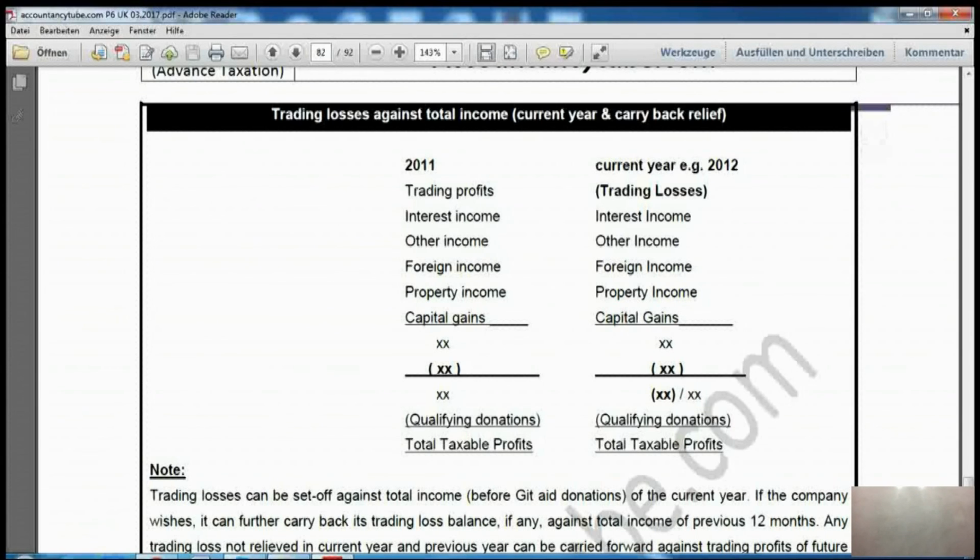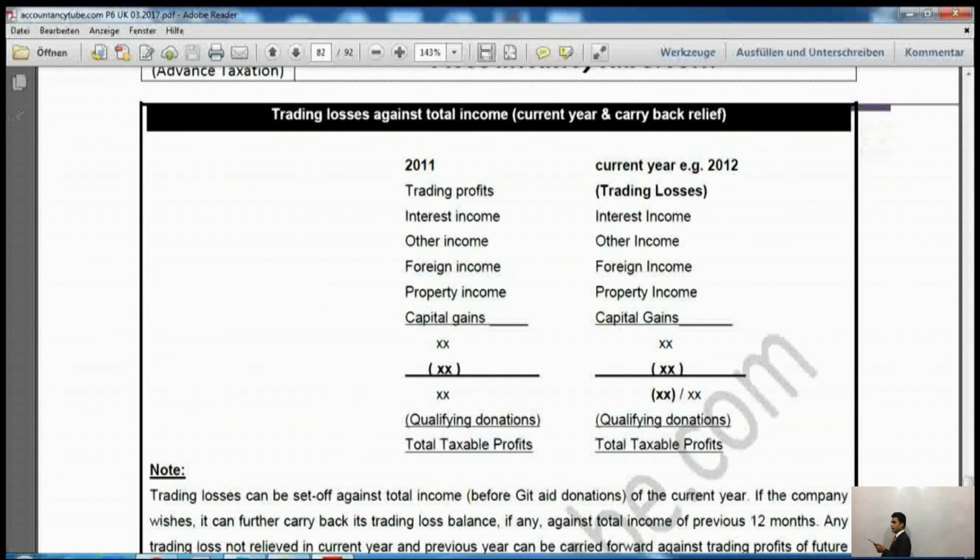Now what does total income mean? Total income means any type of income. It could be employment income, it could be other income, whatever. So trading losses against total income. How can we do that? We can do it in the crunch year, and we can carry it back as well. In the notes it says trading losses can be set off against total income, before qualifying donations, of the crunch year. If the company wishes, it can further carry back its trading loss balance, if any, against the total income of the previous 12 months.